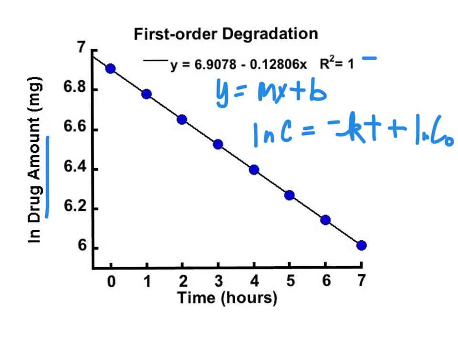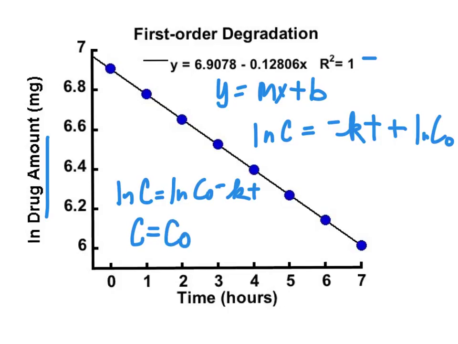And so oftentimes this is just rearranged, where we write ln C is equal to ln C0 minus kt. When solving for drug concentration at any time, it's sometimes easier to manipulate this equation by taking the antinatural log of each side, which would reduce this equation down to C equals C0 times e to the negative kt. So those are the same. It just depends on what you're solving for as to which form of the equation is easier to work with.